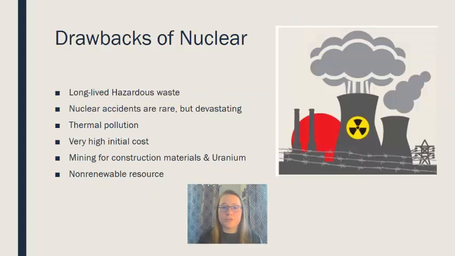There are some drawbacks to using nuclear energy as our power source. Even though nuclear energy produces a small amount of waste products, those few waste products remain radioactive for a long period of time, so that creates this long-lived hazardous waste.